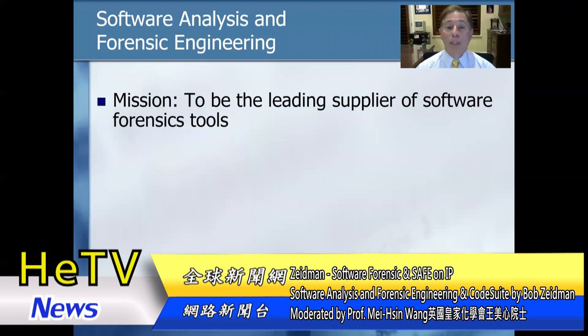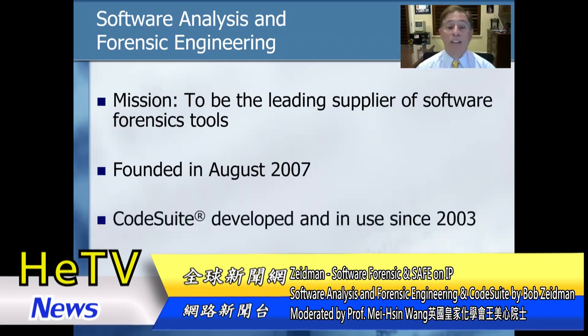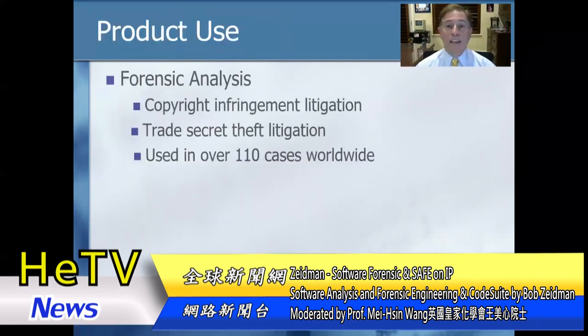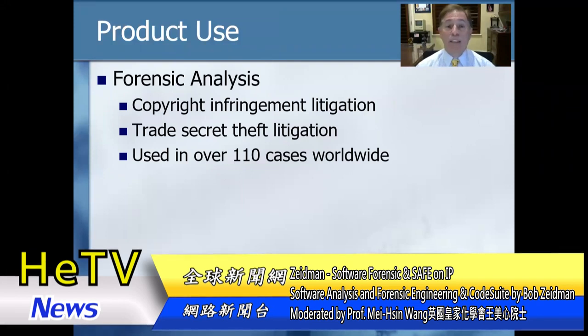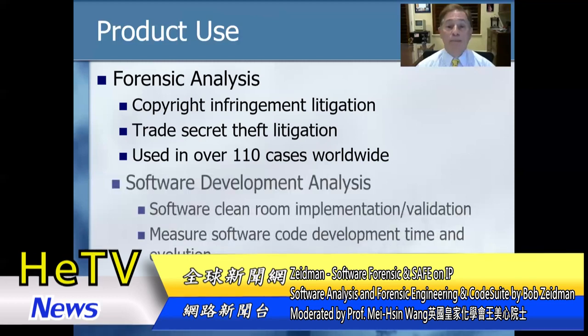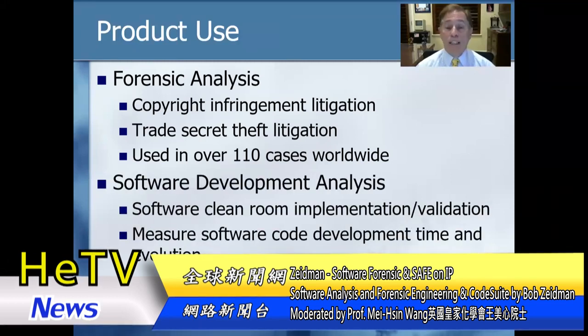Our mission is to be the leading supplier of software forensics tools. We were founded in August 2007. CodeSuite was developed and in use since 2003. I've funded the company myself, and it's been profitable ever since its founding. Our product is typically used for forensic analysis, including copyright infringement litigation and trade secret theft litigation, and it's been used in over 110 cases worldwide. It's also used for software development analysis, including the implementation and validation of a software cleanroom, and it's used to measure software development time and evolution.